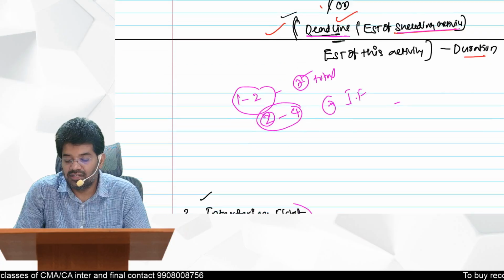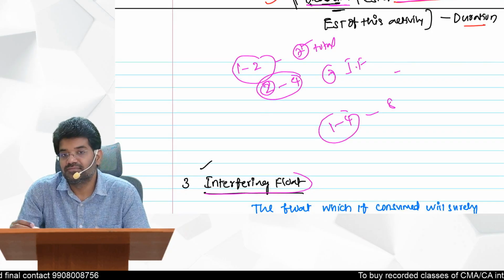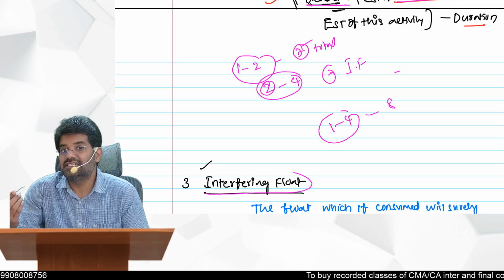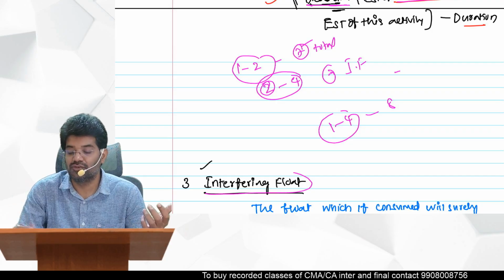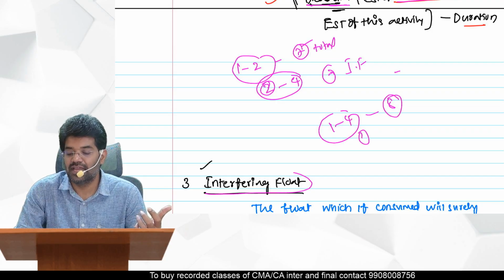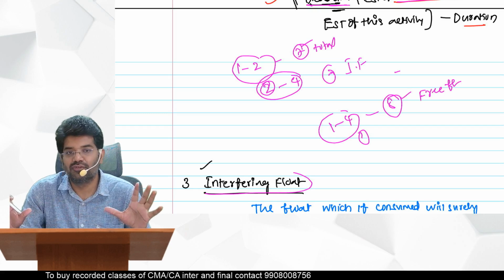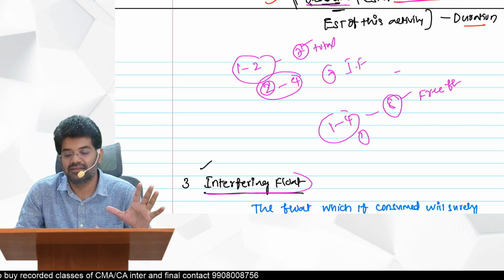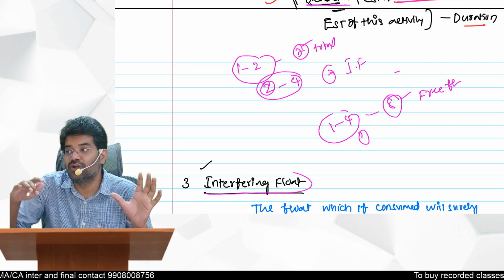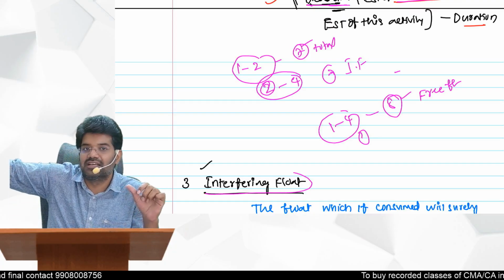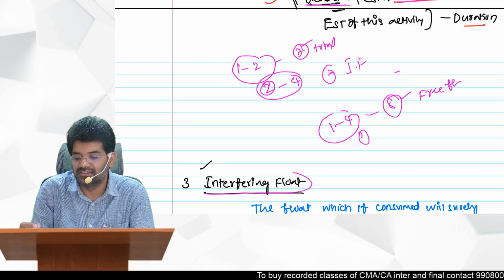And what about 1 to 4? 1 to 4 also had 8 days, no? 8 days, if you utilize it, is not going to affect my succeeding activity. So interfering float is 0 for this. It is completely free float only. 8 days is completely free float, because it is not going to affect my succeeding activity. But for 1 to 2, the total float of 7 days is not free float, because if you utilize even 1 day, it is going to affect your 2 to 4 activity. I hope you understood the difference here.